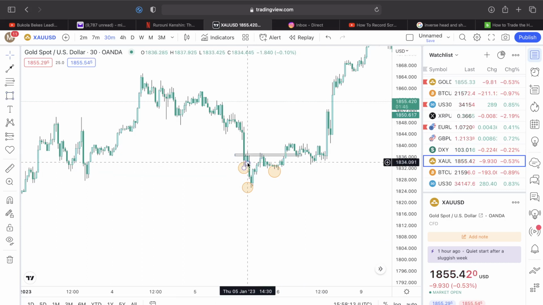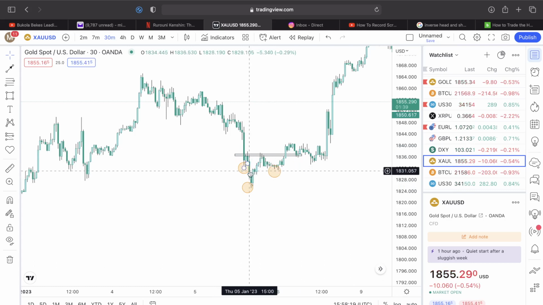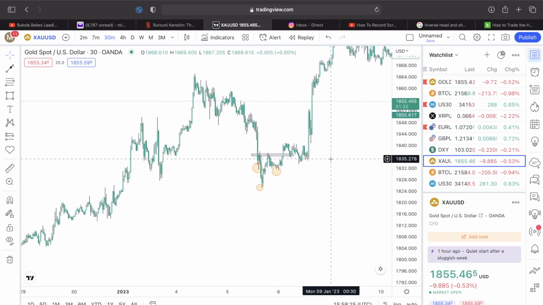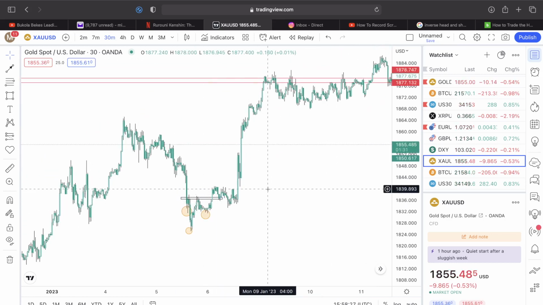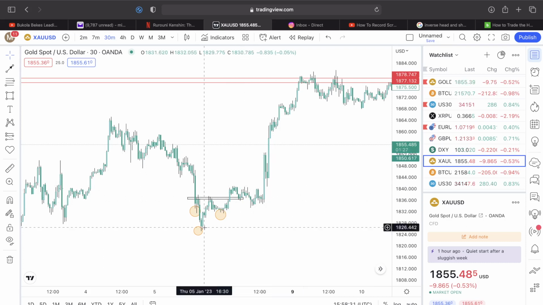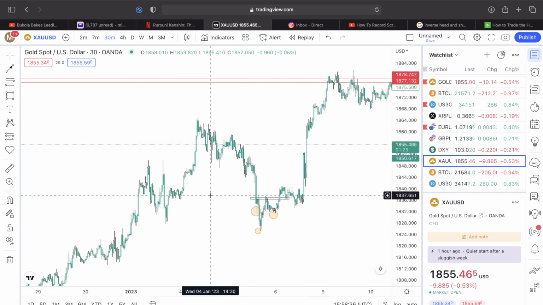Then what happens is it breaks through the head, equal high. Then it goes to the previous lower low, then breaks through, and then we enter here, and it goes all the way up. You can see it is a strong reversal pattern, a strong pattern that indicates that potential reversal happening. And yeah, that's it. We can see that here.